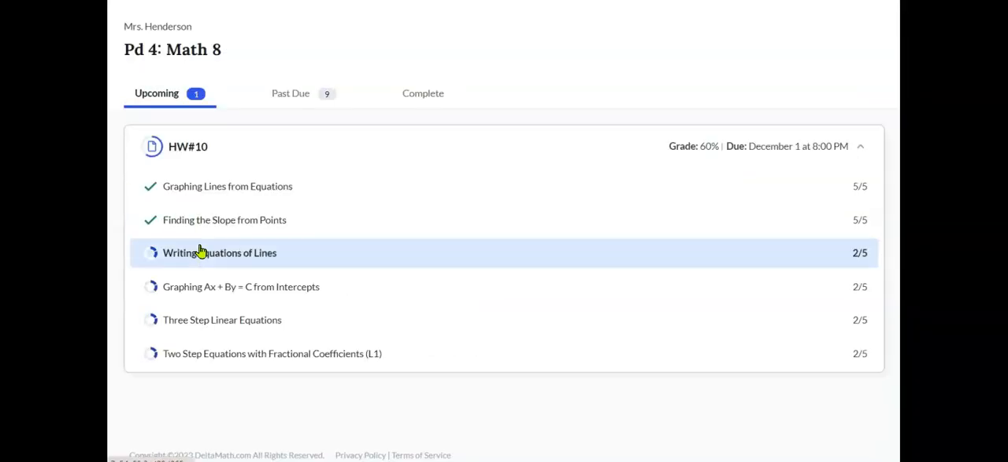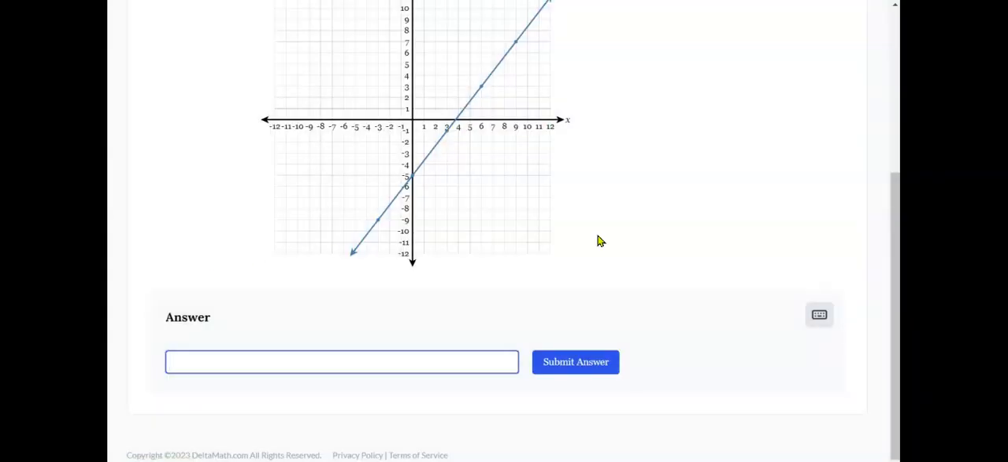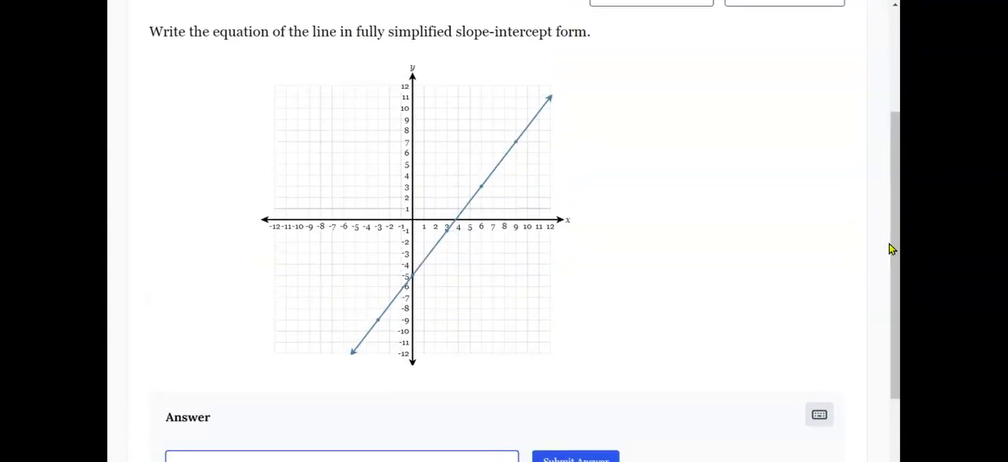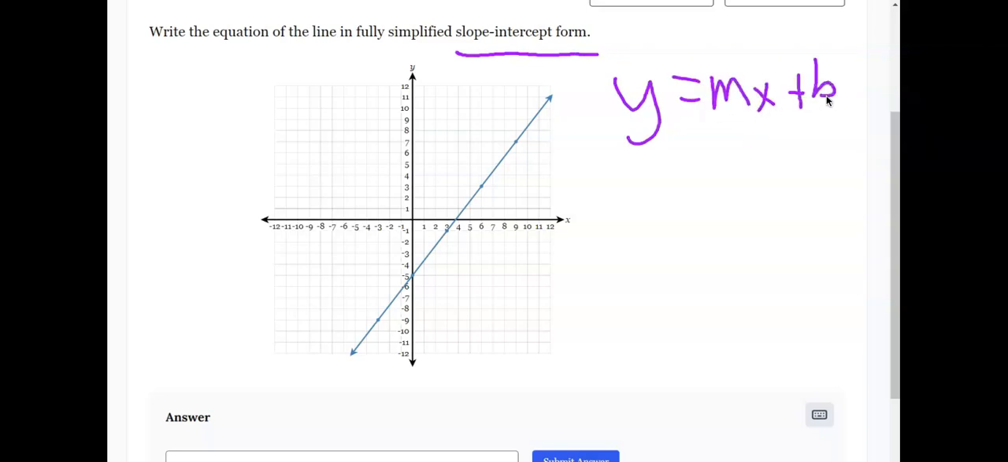All right, let's take a look at the third topic, writing equations of lines when you are given a graph. The task here is to write the equation of a line in fully simplified slope-intercept form. And that's this format here, y equals mx plus b. So this number is easy to find because it's the y-intercept, and it's where the graph touches the y-axis. So for us, it's going to be a -5.